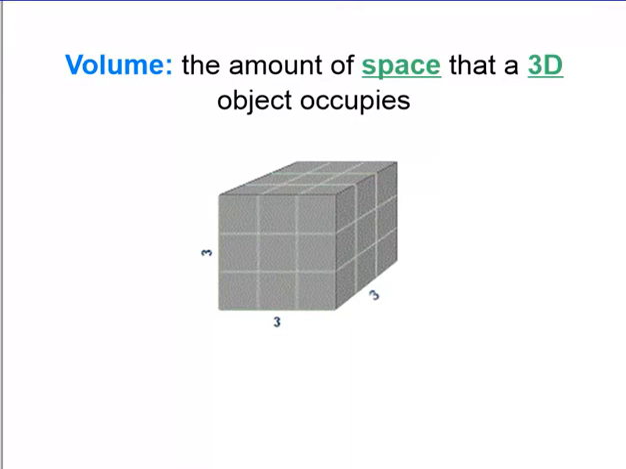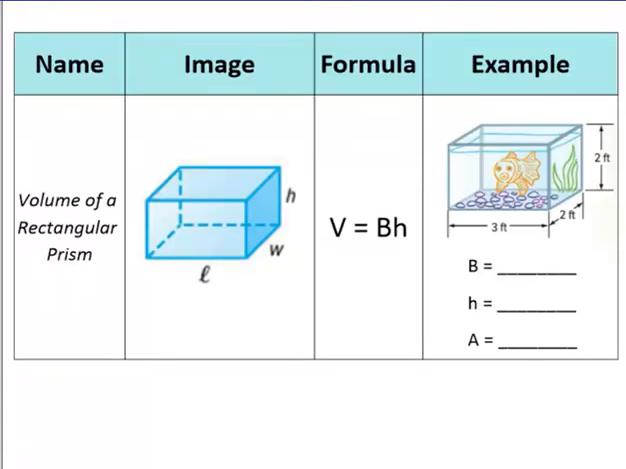Volume is the amount of space that a 3D object occupies. So it's important when you're thinking about volume that you're thinking about three-dimensional objects. If you just have a circle on a sheet of paper, you cannot find the volume of that. That would just be area. So go ahead and get out your volume and surface area formula sheet so that you can write some of this down. You might have to pause the video because I'm just going to move ahead here.